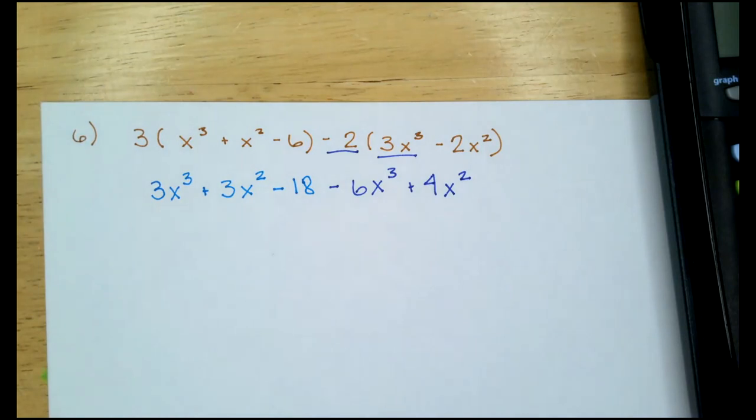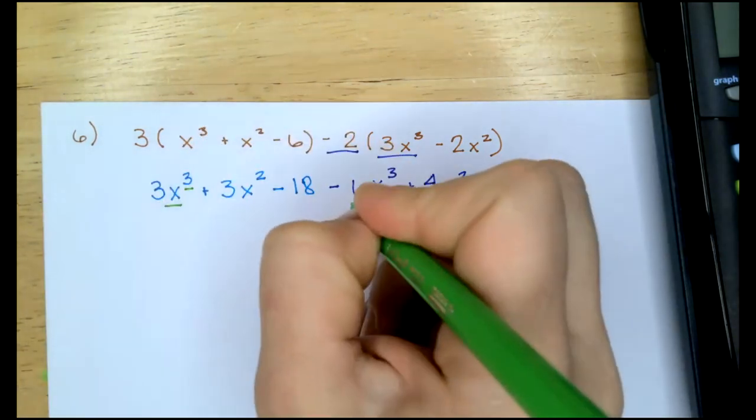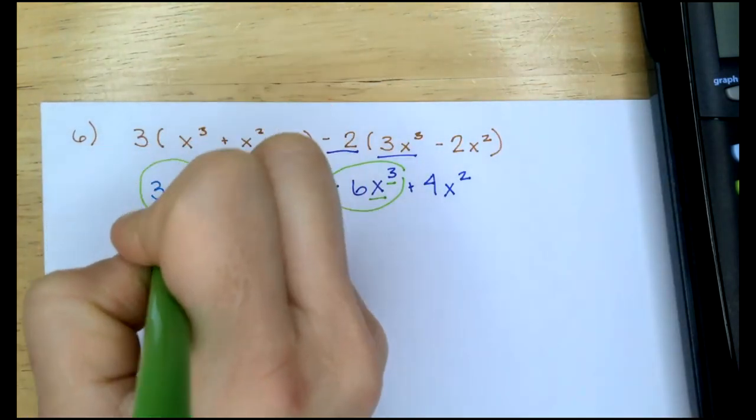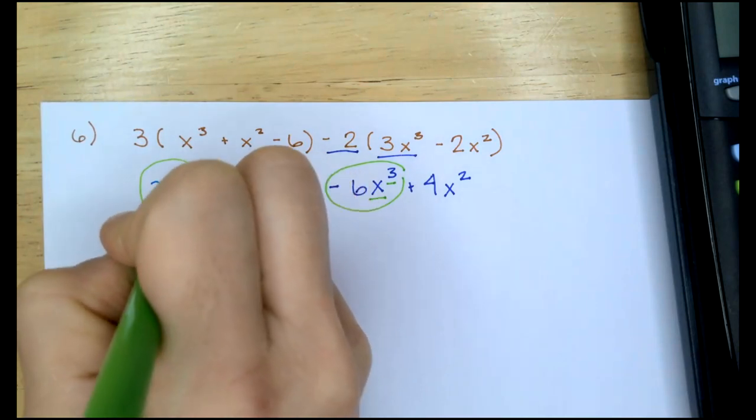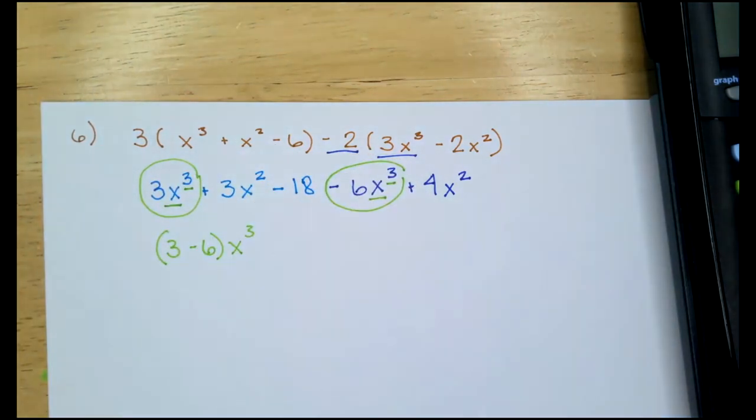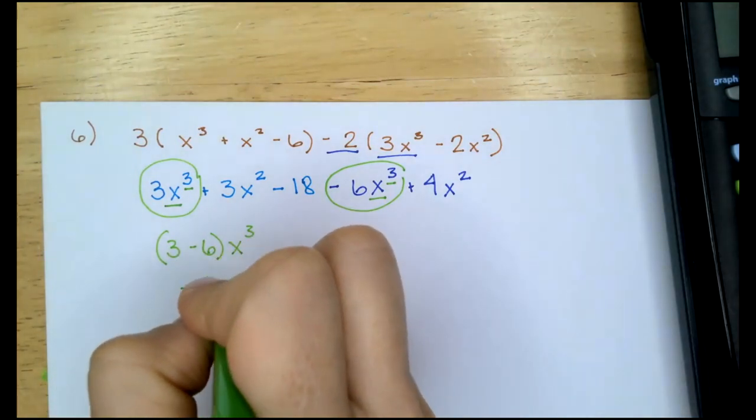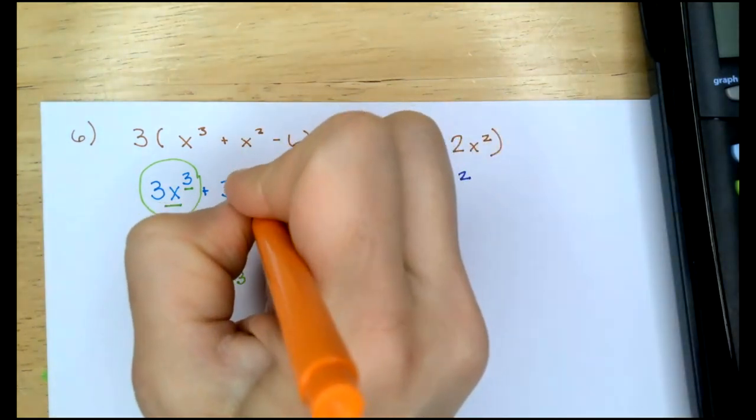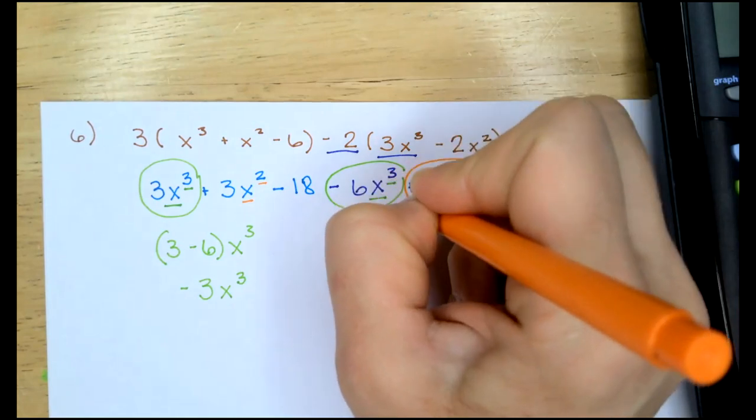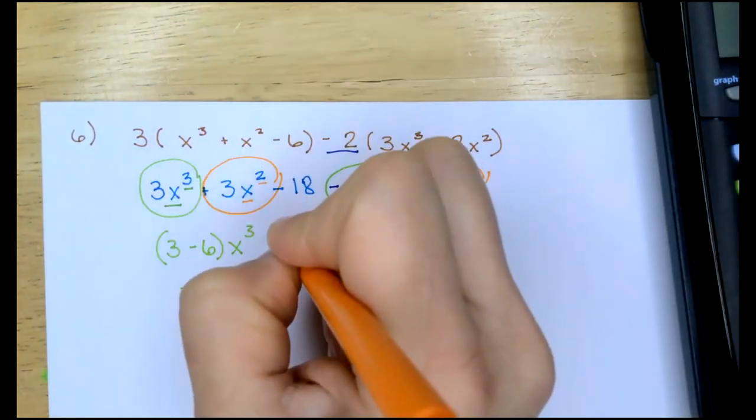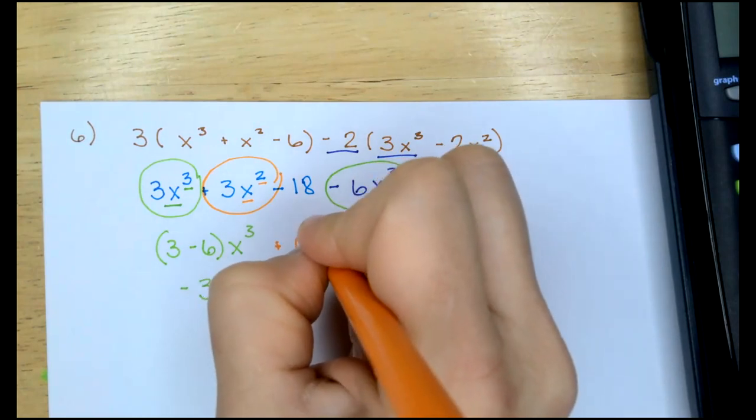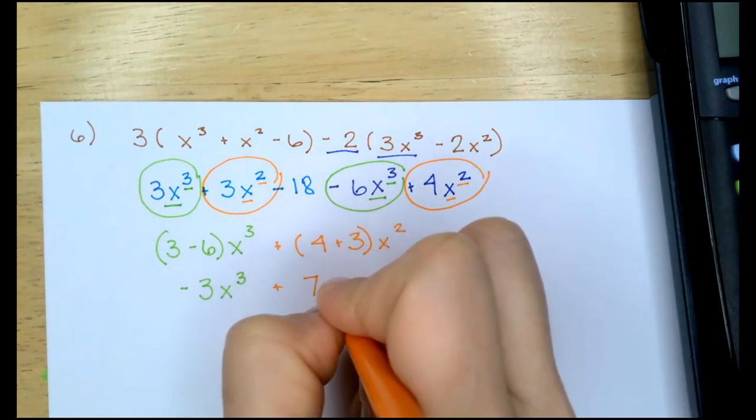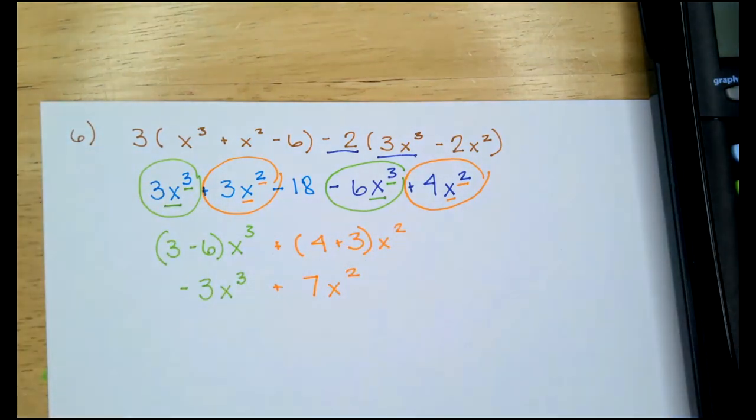Good. Now we're going to add like terms. x cubed and x cubed. Make sure you see that it's a negative here and a positive here. So 3 minus 6, right? x cubed becomes negative 3x cubed. Then we can combine the x squared and the x squared. So that's a positive 4 and a positive 3. So I'm going to put a plus 7x squared, minus 18.